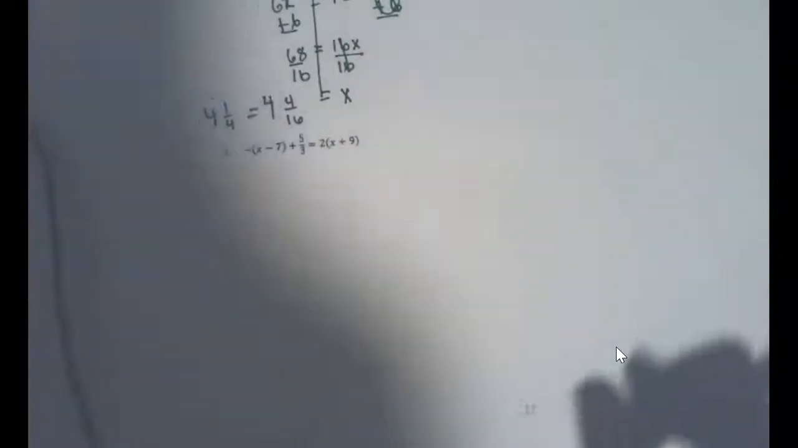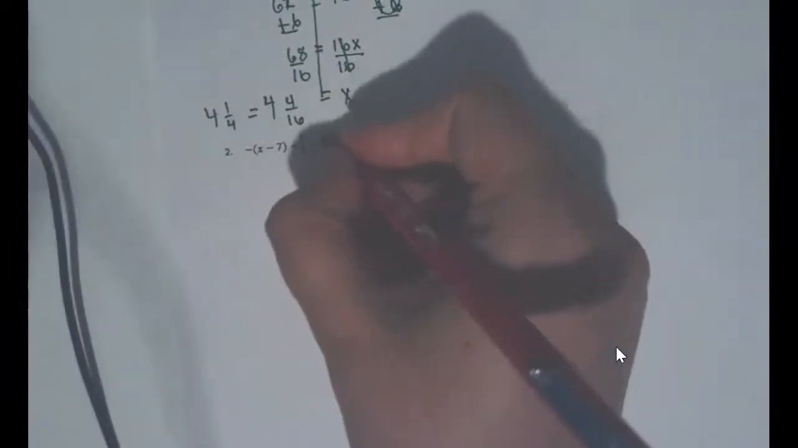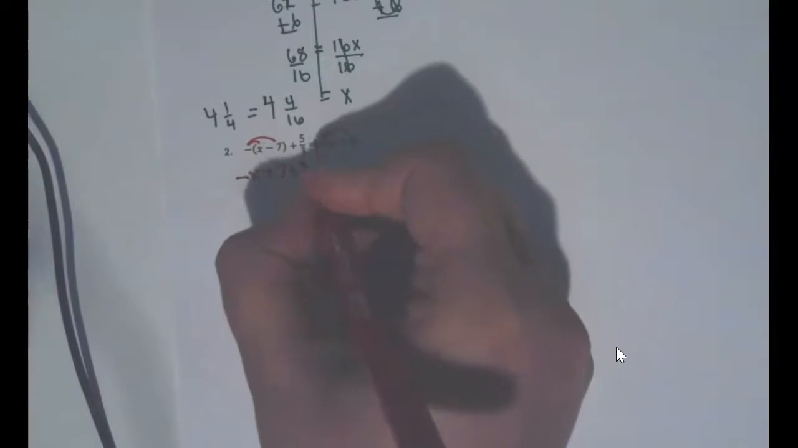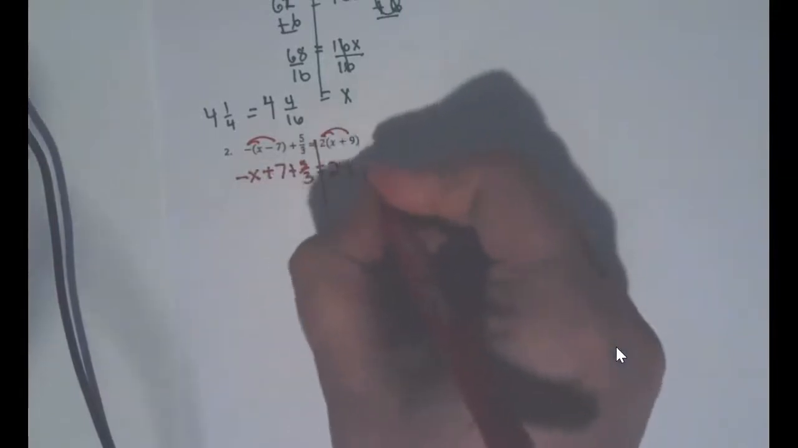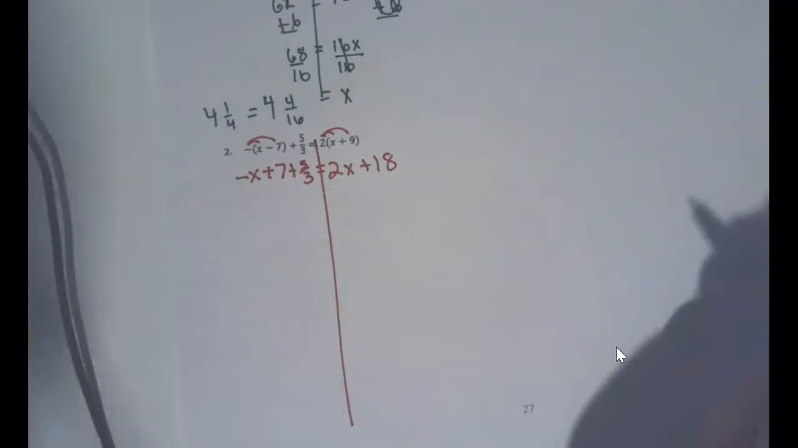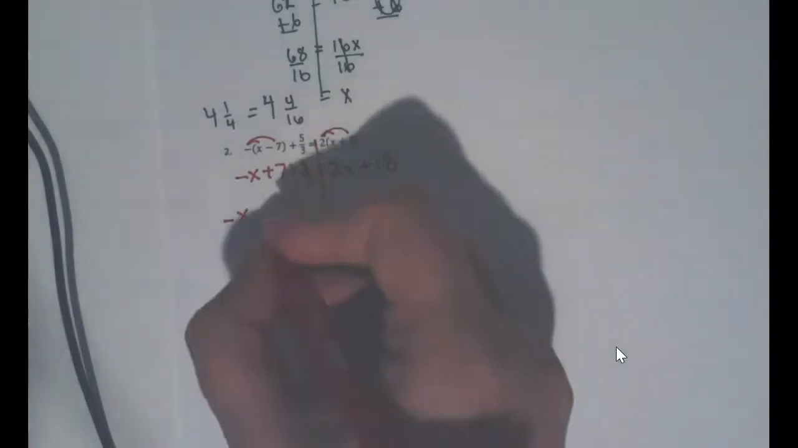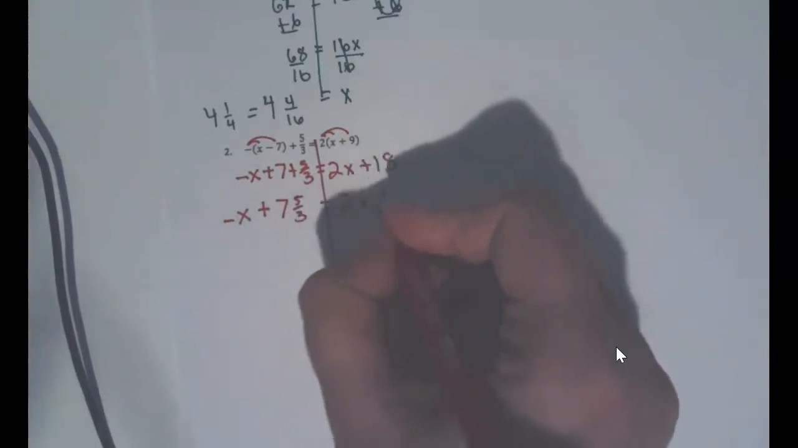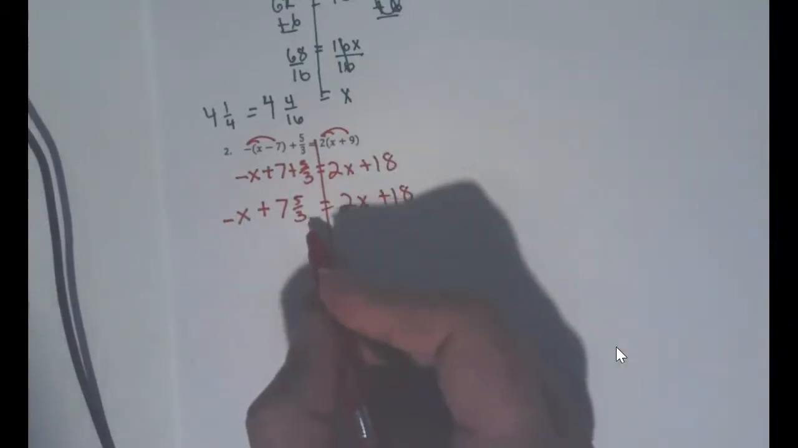Moving on to the next problem. Again, we have some distributing to do. So the opposite of x plus 7 plus 5/3 equals 2x plus 18. I'm going to combine like terms to start with. So -x plus 7 5/3 equals 2x plus 18. Now 5/3 is actually 1 2/3. So add 1 here, and then that's 2/3.